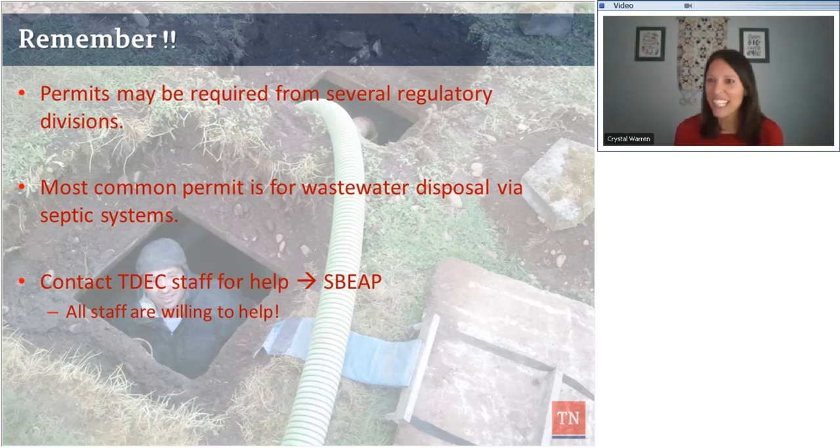So in summary, a few things to remember from this presentation are that permits may be required from several regulatory divisions. For agritourism, the most common permit is wastewater disposal via septic systems. And most importantly, this information can be very overwhelming. So if you have any questions, please feel free to reach out to us. We are happy to help. That is our job. I like to say that I think all TDEC staff are helpful, but know that if you have any questions, we can help. That is our job.